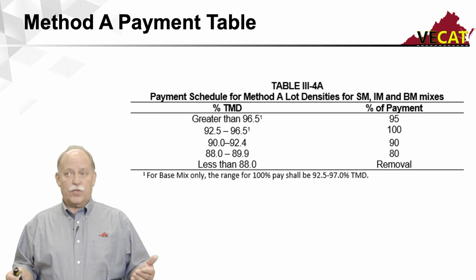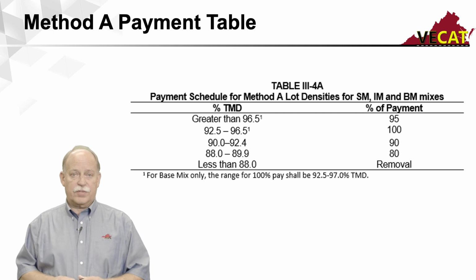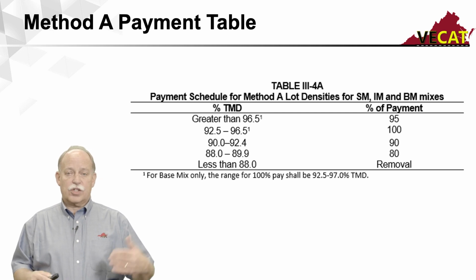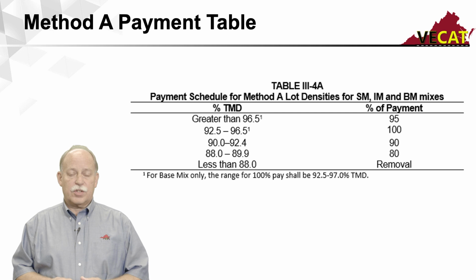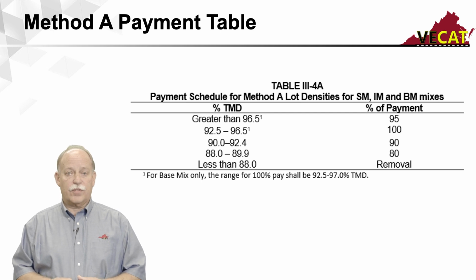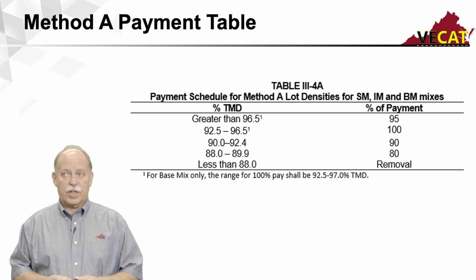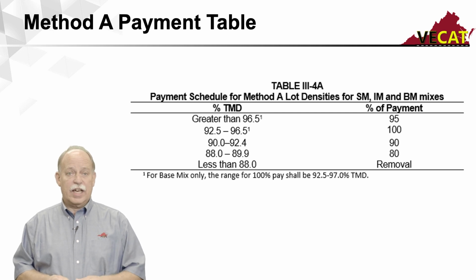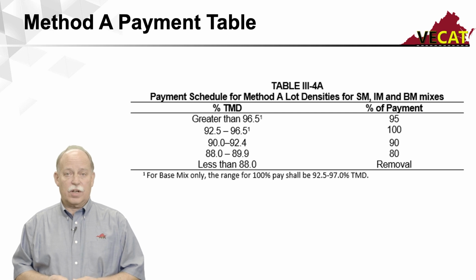Your target value for 100% pay is 92.5 to 96.5. That's 100% pay. And just like we talked about earlier, in some of the other tables, you'll see that if you have less than 88%, that it's actually remove and replace. And again, that is at no cost to the department. So keep in mind that this pay lot table, this is for method A, and that details out what your pay would be for each density level that you may achieve on your roadway.